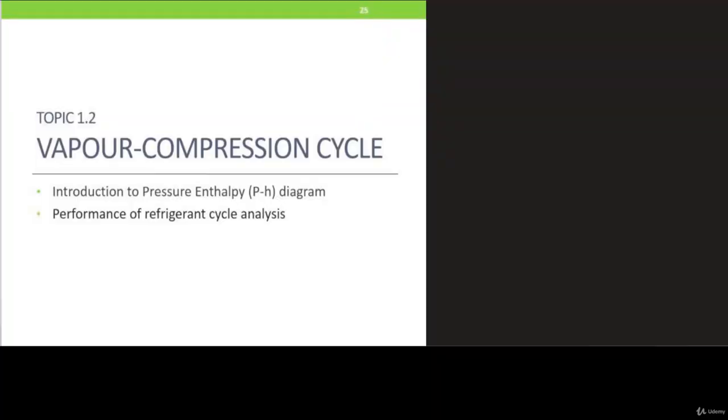Welcome to topic 1.2. In this topic, I will cover the pressure enthalpy diagram, which is actually a chart that you can use to visualize how the properties of refrigerant change in a vapor compression cycle. By using the chart, we are going to learn how to calculate the amount of heat absorbed, the amount of heat rejected, and the amount of work that needs to be done for this cycle to be completed.